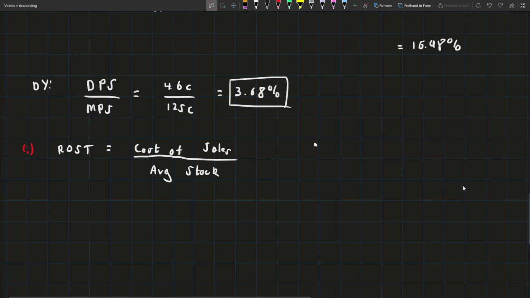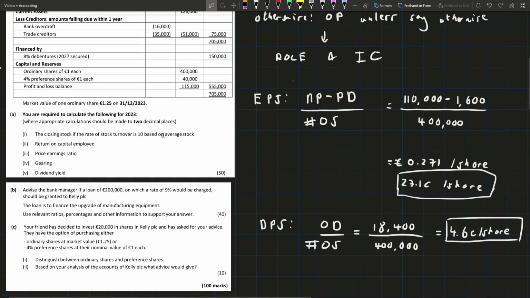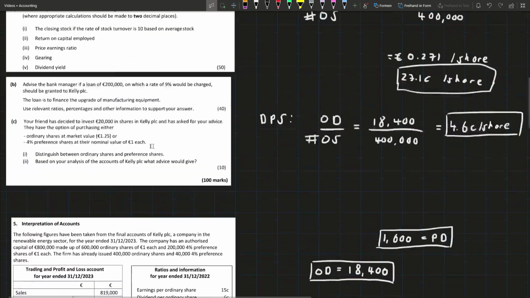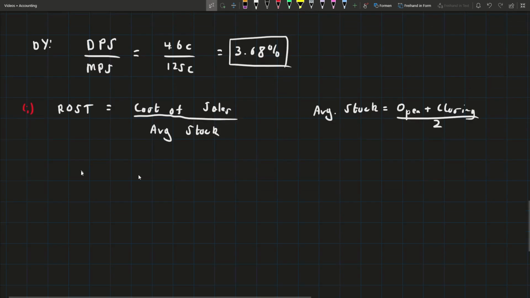Now your average stock, I hope that made sense by the way, is the average of the two stocks you're given. So it's opening plus closing over 2. In this question, we don't know the closing stock. We need to figure that out. And we know that the rate of stock turnover is 10. Our cost of sales is 605,000. So the rate of stock turnover is 10, and 605,000 is our cost of sales. Let's see what our average stock is.